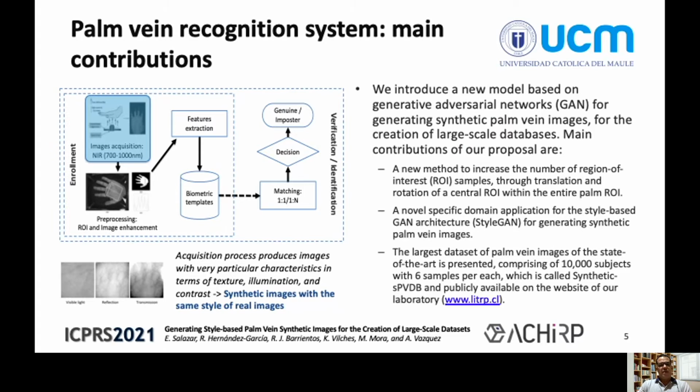Thus, our main contributions are a new method to increase the number of region of interest samples, a novel specific domain application for the style-based GAN architecture, and the largest dataset of palm vein images of the state of the art, comprised of 10,000 subjects with 6 samples per each.